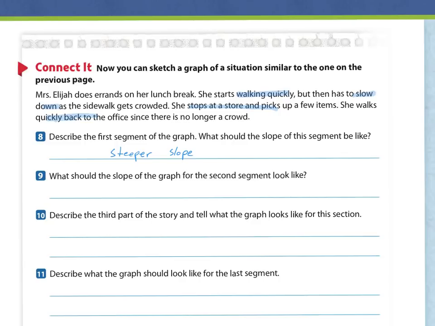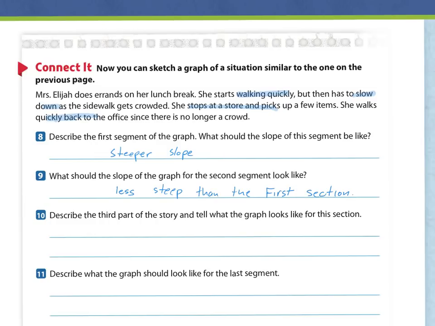Now, it says, what should the slope of the graph for the second segment be? Now, the second segment mentions that she had to slow down because people are blocking her. So the slope is going to be less steep. So less steep than the first section.